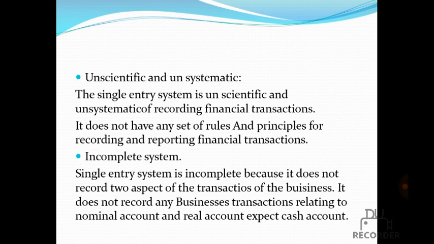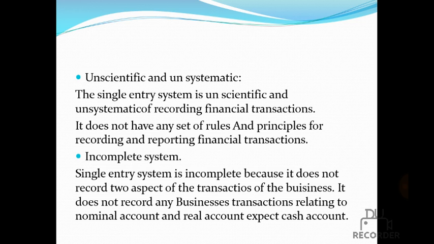Anyone can prepare the single entry system as per his wish. And unsystematic means we don't follow any method to prepare a financial position. It doesn't record all the transactions in a suitable manner. You can't prepare any ledger books, and ledger books give accuracy of the financial position of the company.